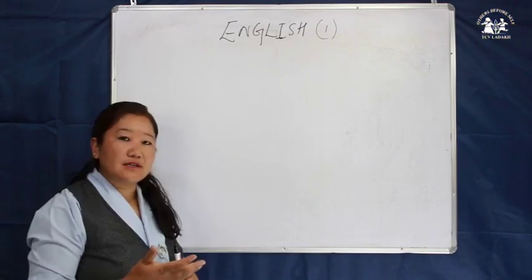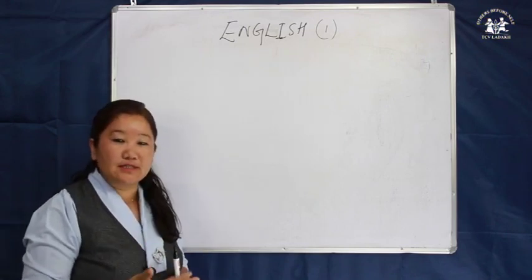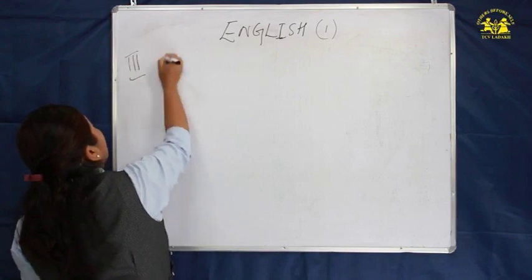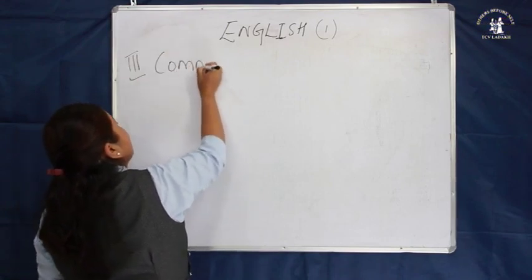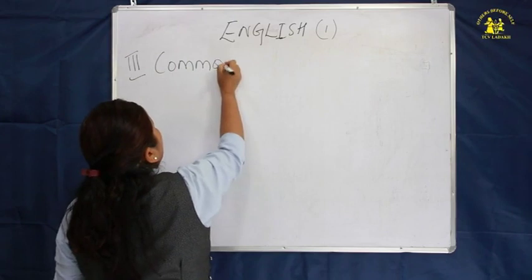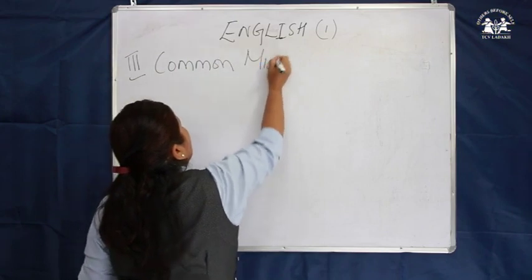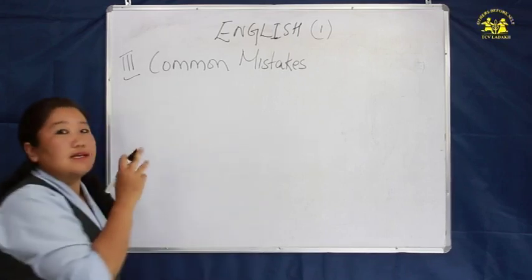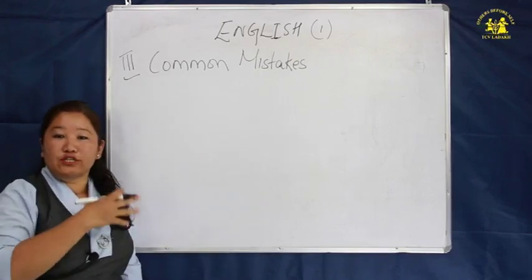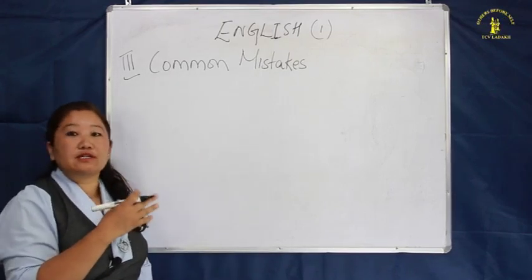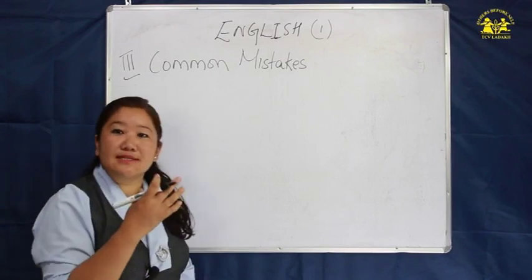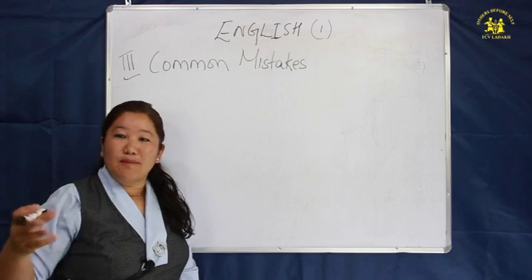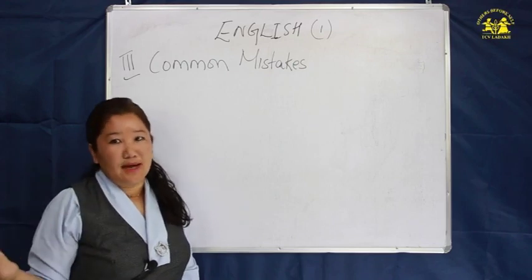The third topic that we are going to discuss over here is the common mistakes that our students make, all right? Common mistakes. All right, these are the things that you need to keep in your mind, because those are the common mistakes that we normally make, and then it will reduce your marks. The examiner will reduce your marks, all right?